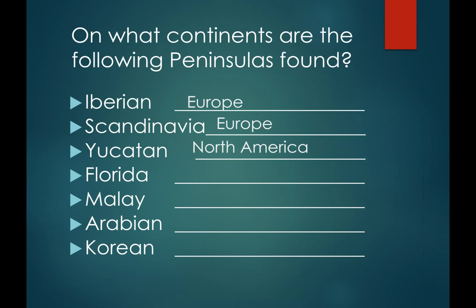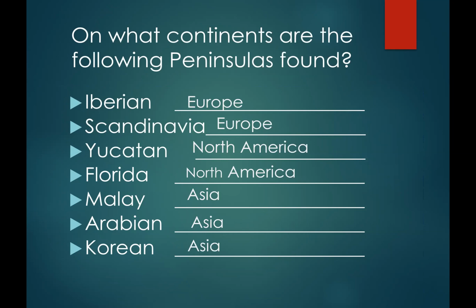Do you know where the Yucatan Peninsula is? North America. And the Florida Peninsula? Also located on North America. What about the Malay Peninsula? The Malay Peninsula is found on the continent of Asia. The Arabian Peninsula? It is located as well on Asia. What about the Korean Peninsula? The Korean Peninsula is found on Asia.